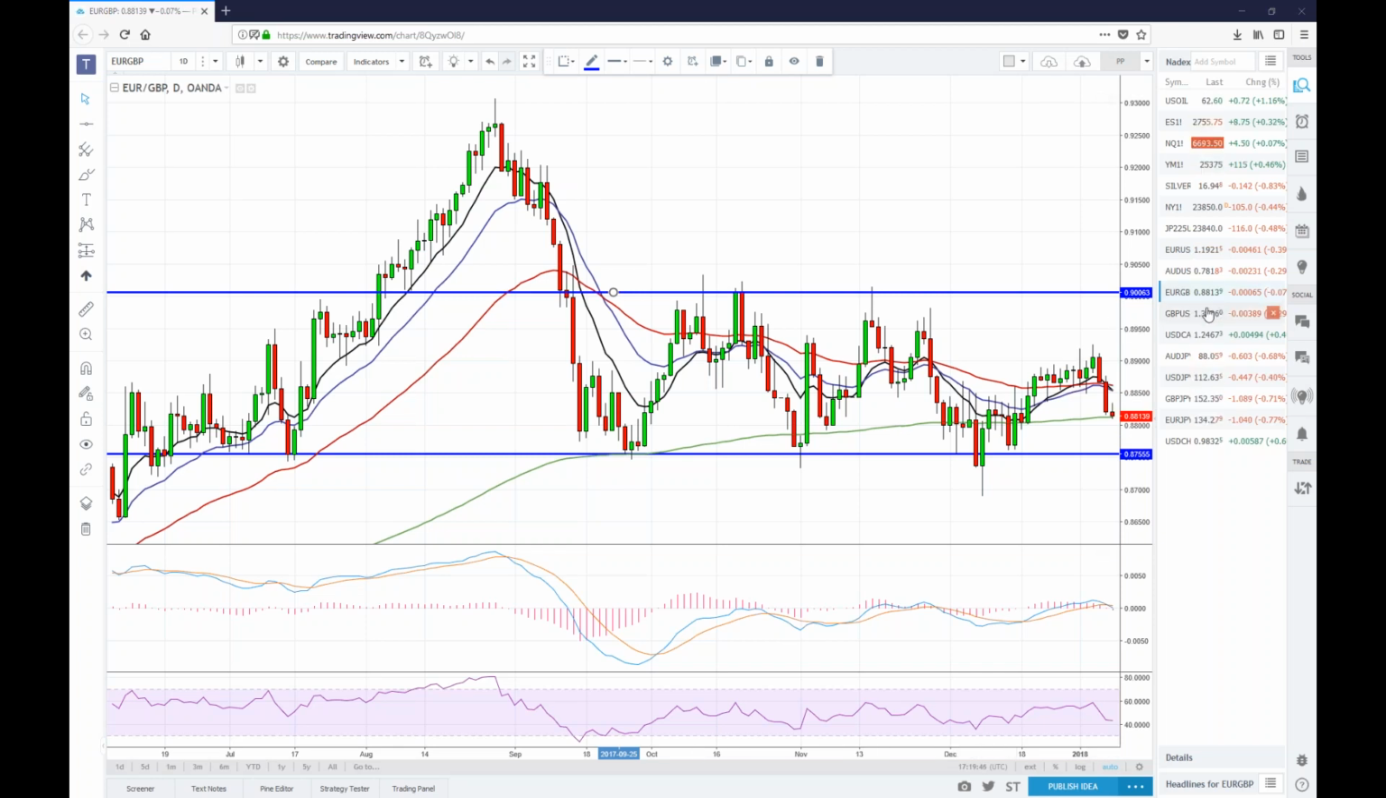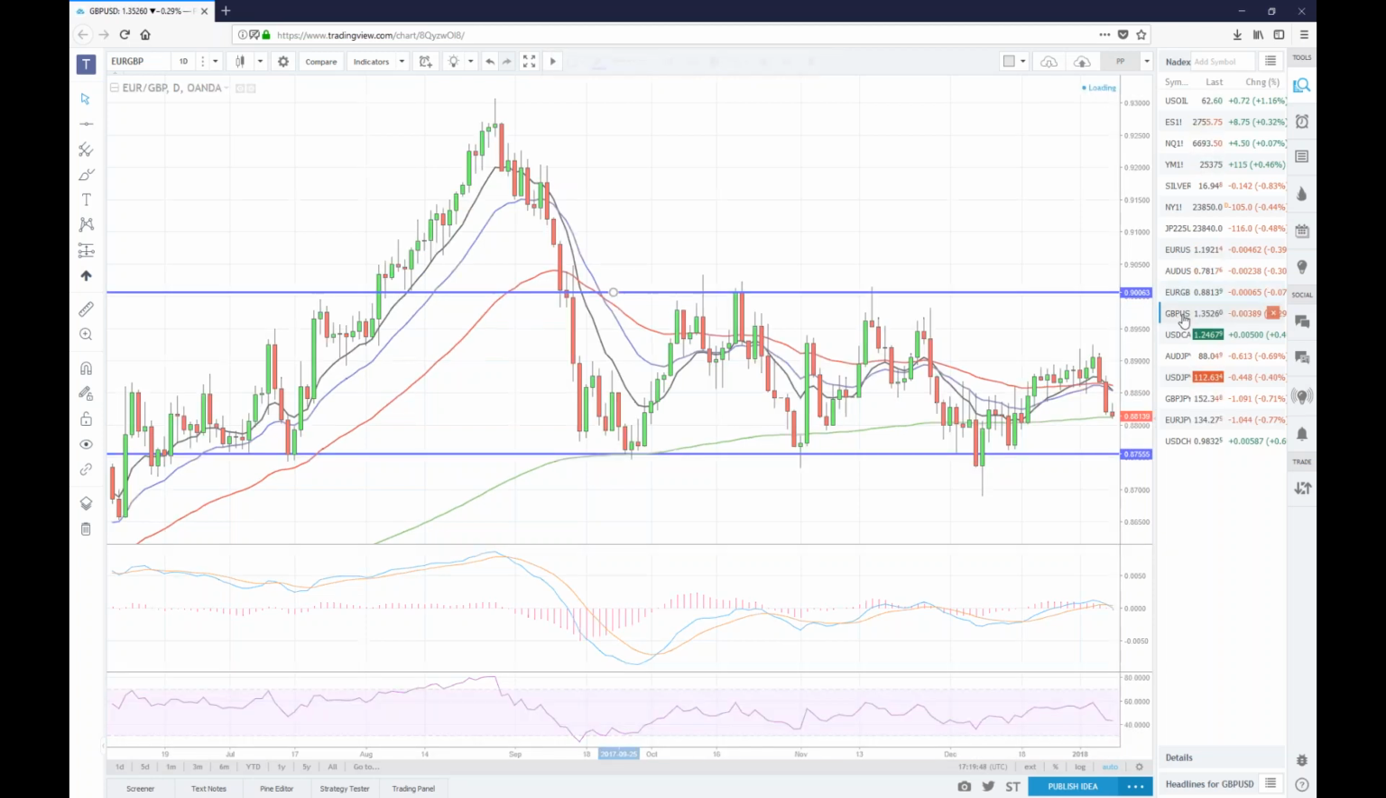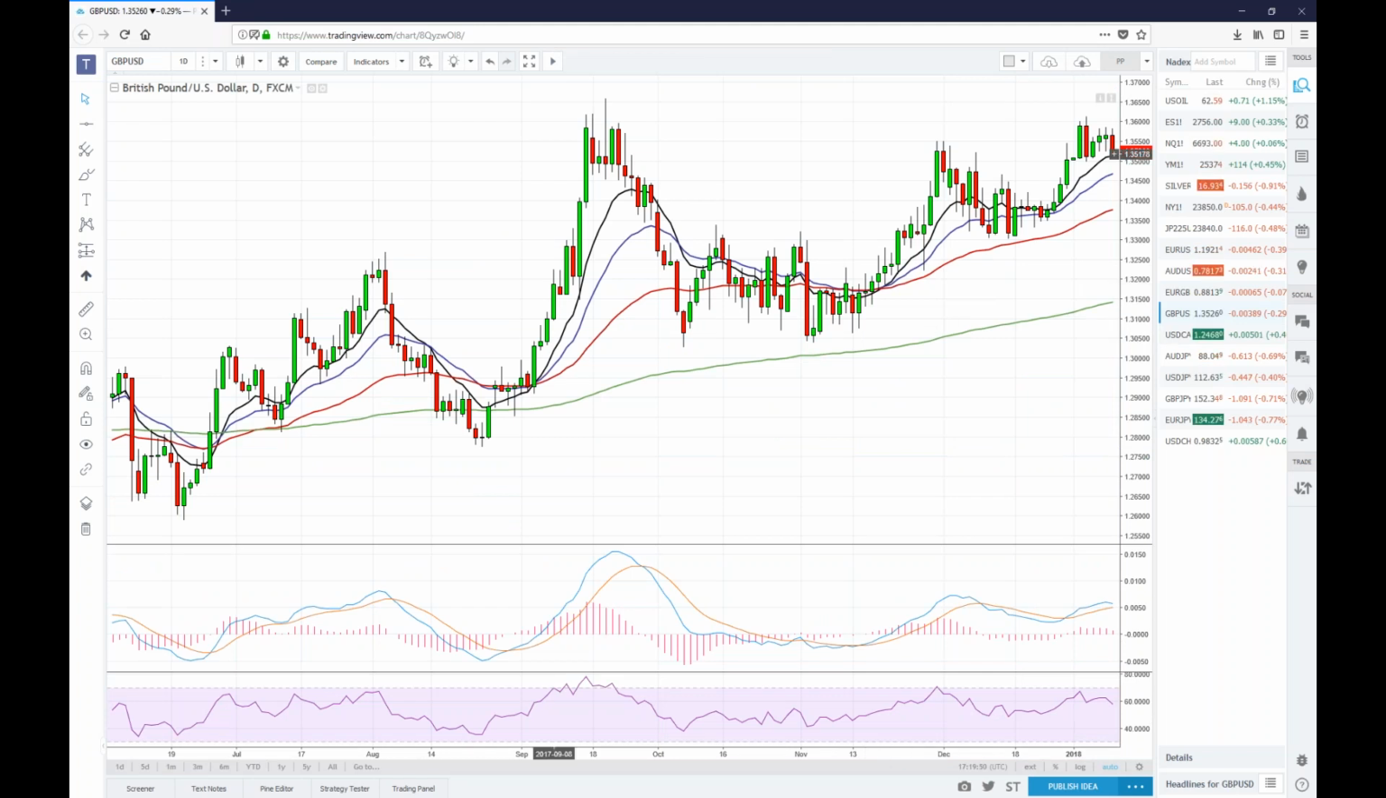So we're looking at euro against the British pound. Let's have a look at cable, British pound, US dollar. Better chart structure. We're looking at an uptrend, but again, it's a rather slow uptrend. And why is it slow? Well, yes, it's a new higher high, but it was a slow higher high. What do I mean by a slow higher high?